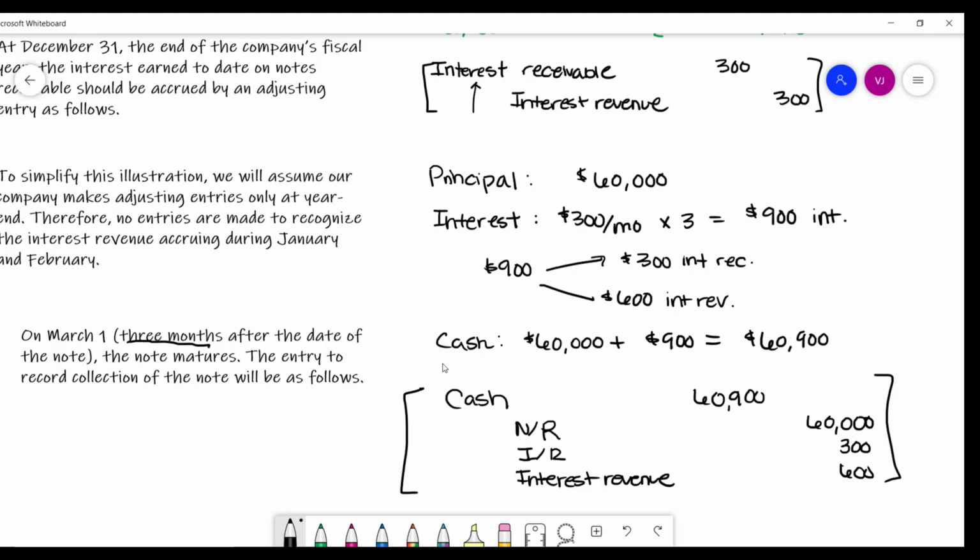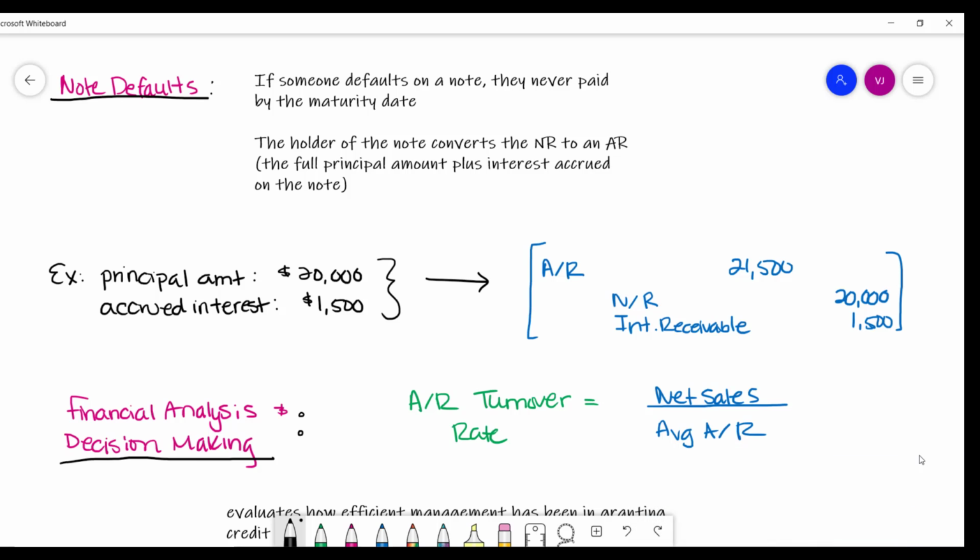So when this note is finally paid off, we're going to record the debit to cash for the principal amount plus interest, remove the note by crediting the note receivable, and then credit the interest receivable from the end of December, and then credit interest revenue for the amount of the interest that has not yet been recorded as revenue. Now, what about note defaults?